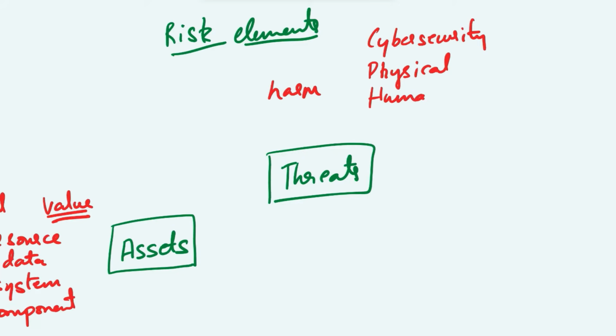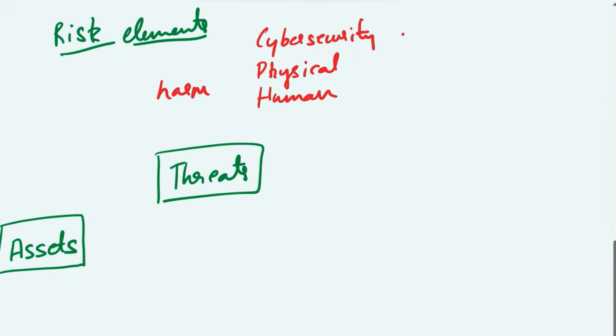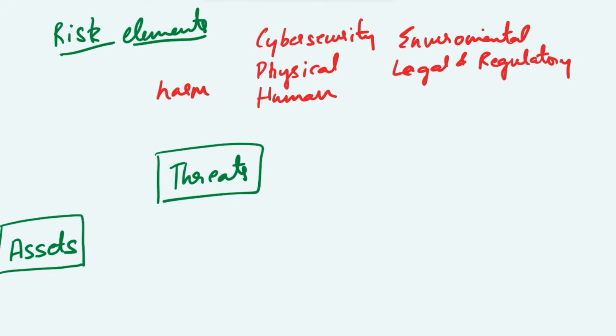Then we have human threats. These include insider threats, where employees or individuals with access to the organization's systems intentionally or unintentionally compromise security. Then we have environmental threats. Environmental factors like power outage, extreme temperature, or electromagnetic interference can impact system reliability. Then we have legal and regulatory threats. Non-compliance with legal or regulatory requirements can lead to legal actions, fines, or reputational damage.